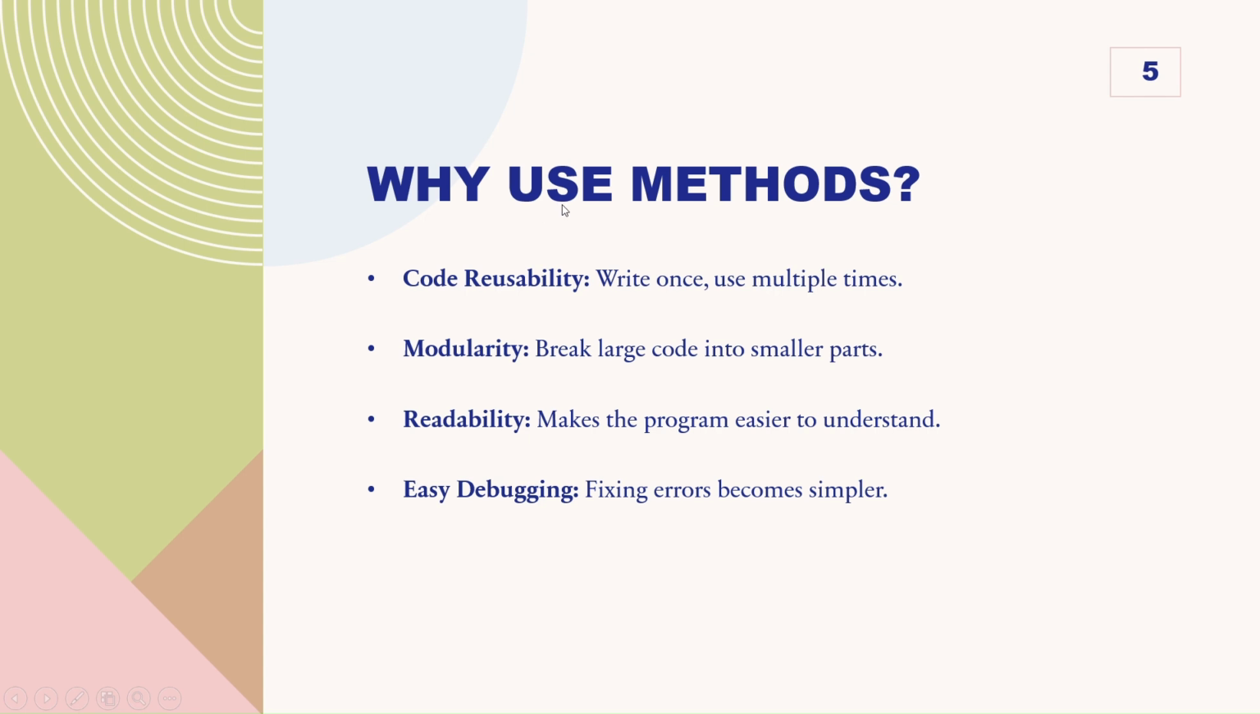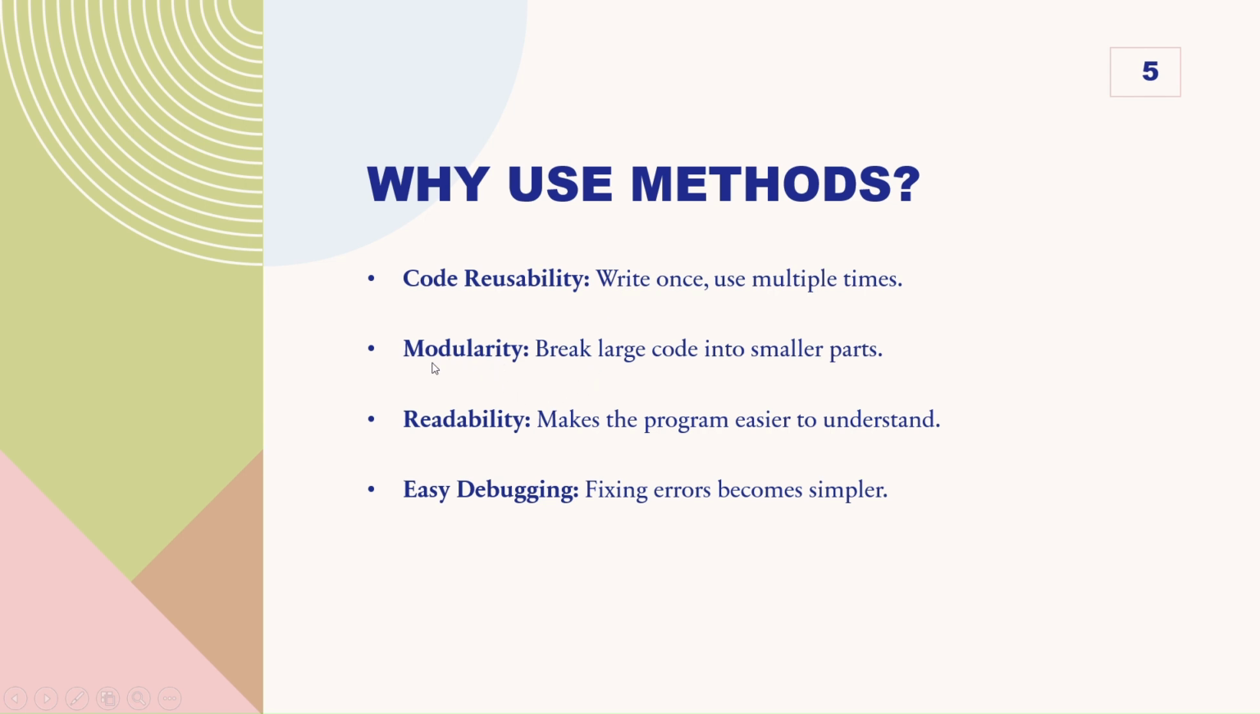Basically, we use methods for code reusability, meaning write once and use multiple times. Suppose you have a payment method. If you have multiple apps like PhonePe and Google Pay, you don't have to write the same method multiple times. You just inherit that method from one class to another class and use it. That is considered code reusability, and it is easy to access methods. You don't have to write the whole method again.